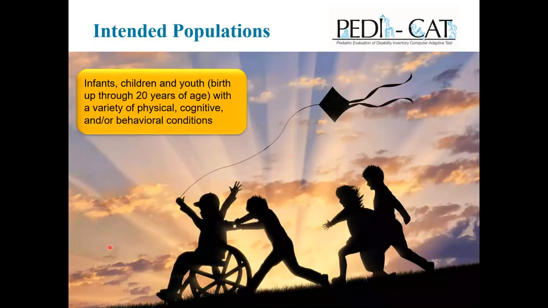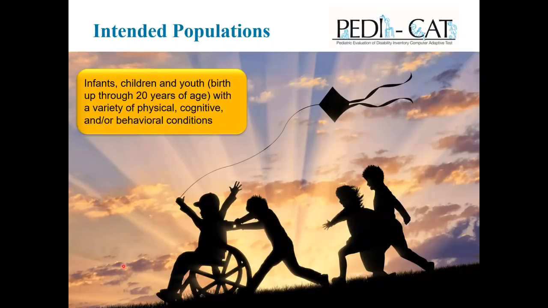So in terms of intended populations, I use this image purposely because I think it really captures what the PEDI-CAT is about. It is an assessment that captures the needs of such a diverse population, whether it be individuals with physical needs in wheelchairs using walking devices, whether it be those with cognitive and behavioural needs who have quite high levels of support requirements in the home environment. It really does capture all those needs, and it's useful from birth up to 20 years and 11 months.